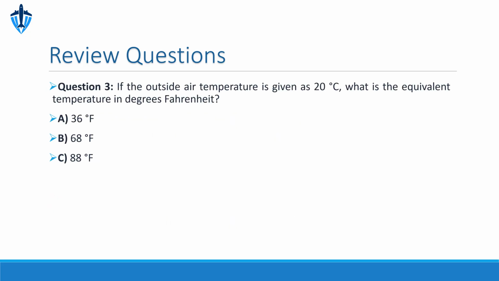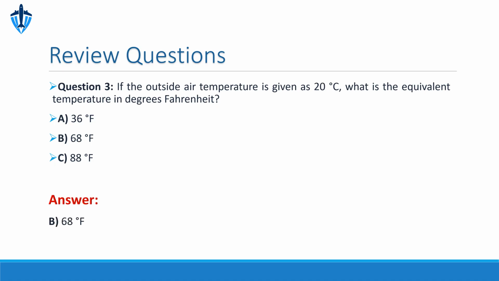Question 3. If the outside air temperature is given as 20 degrees Celsius, what is the equivalent temperature in degrees Fahrenheit? A. 36 degrees F. B. 68 degrees F. C. 88 degrees F. The correct answer is B.